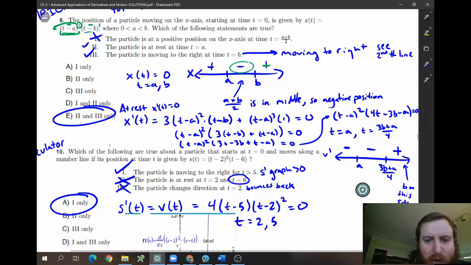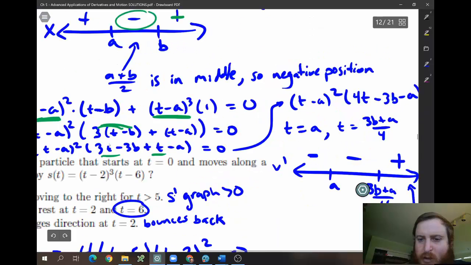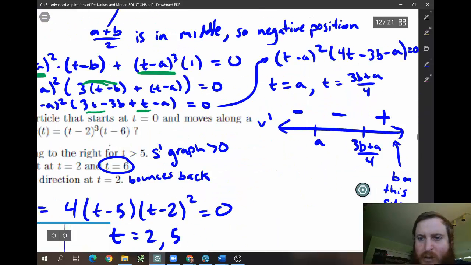Then from here, I factored out a t minus a squared. They both had a t minus a squared. So when I factor that out, I'm left with in the first term 3 times t minus b, and in the second term t minus a. From there I just distributed, and then I added like terms. And so we get t minus a squared times 4t minus 3b minus a equals 0. This one gives me t equals a when I set it equal to 0. This one gives us 3b plus a over 4, which is weird.